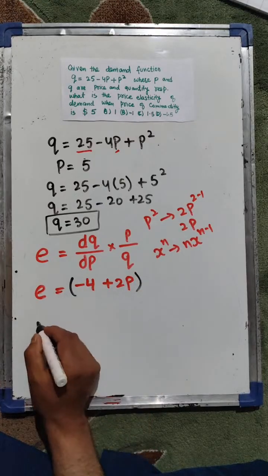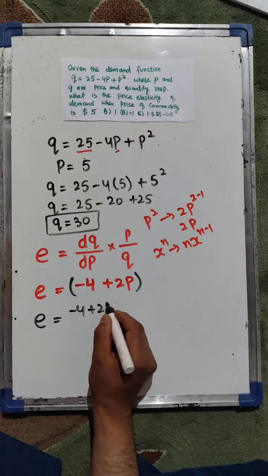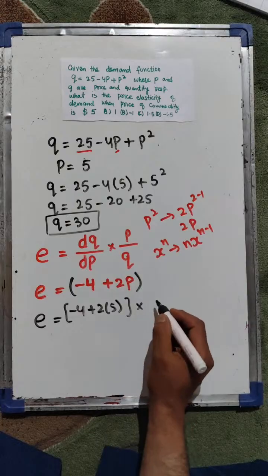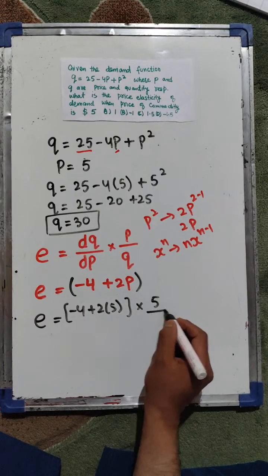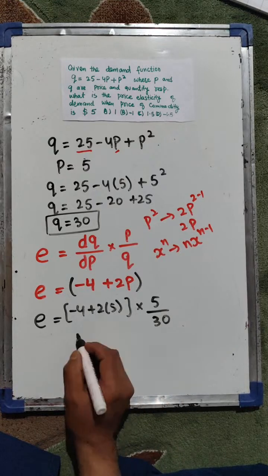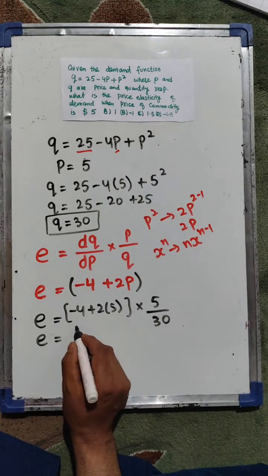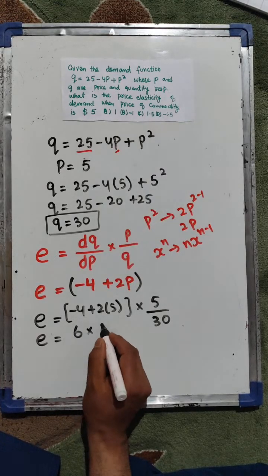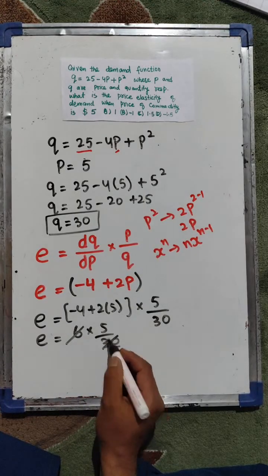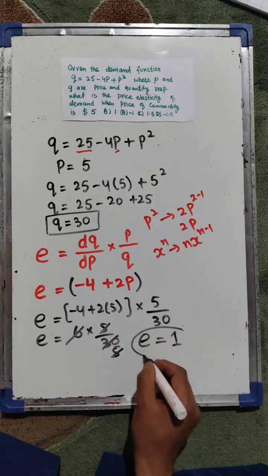So elasticity will be equal to minus 4 plus 2 times the value of p, which is 5, times p, which is 5, divided by quantity demanded, which is 30. Okay, so minus 4 plus 10 is 6, into 5 divided by 30. So here we have 6 times 5 is 30, 30 by 30, so elasticity of demand will be equal to 1.